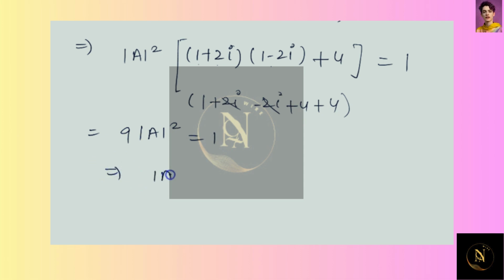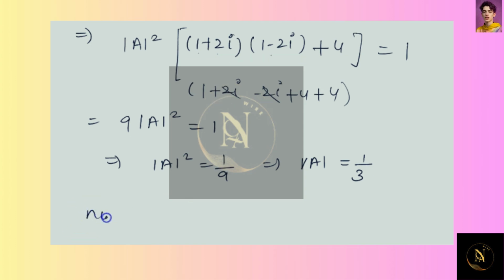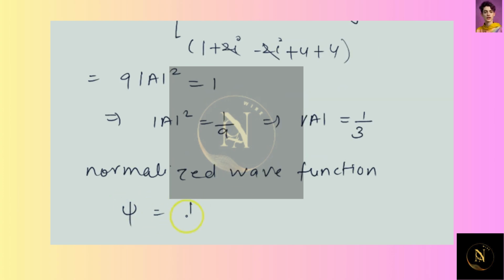So this implies mod of A squared equals 1 by 9, so taking the square root on both sides, mod of A is 1 by 3. So the normalized wave function psi is equal to 1 by 3 times (1 minus 2i, 2).